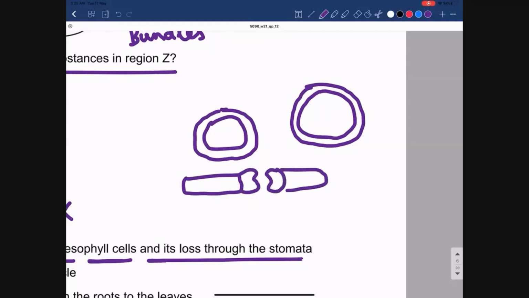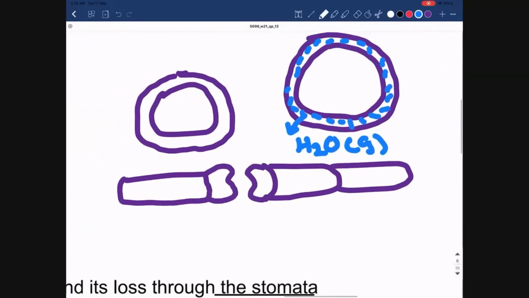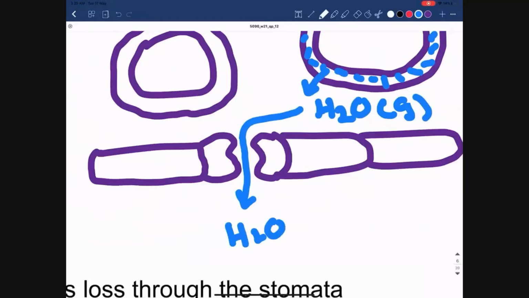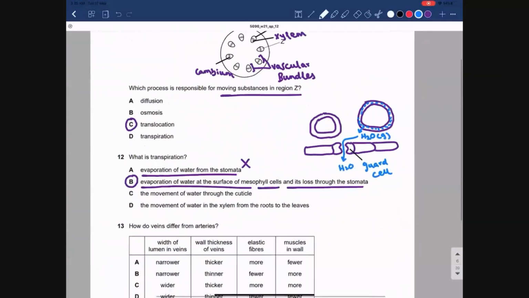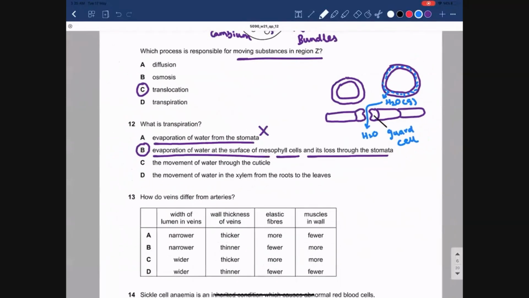So what happens during transpiration is that first, the water evaporates from the cell walls of the mesophyll cells. Mesophyll cells are moist with water. Water evaporates from the mesophyll cell walls, and then the water diffuses via the stomata, which are the pores between the guard cells. This is known as transpiration. This is the guard cell. So I hope you get it. The answer is P. Evaporation of water at the surface of the mesophyll cells and its loss through the stomata is known as transpiration.